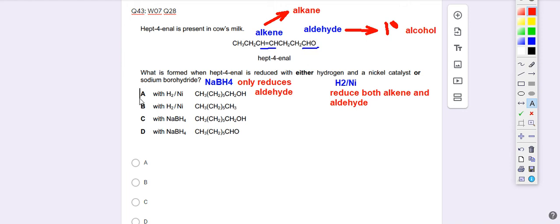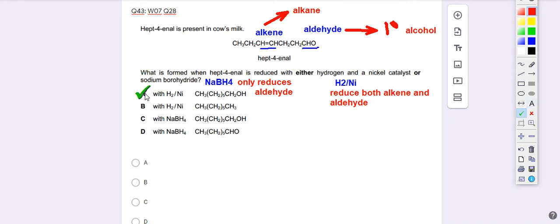So let's check A and B with hydrogen and nickel catalyst. We should get CH3, correct? Then CH2, CH2, CH2, CH2, CH2. 1, 2, 3, 4, 5, so 5 CH2, correct? And here CH2OH. Yes, A is correct.